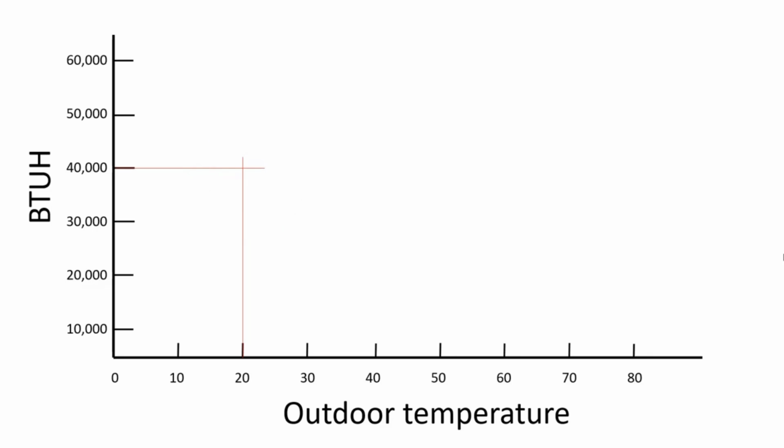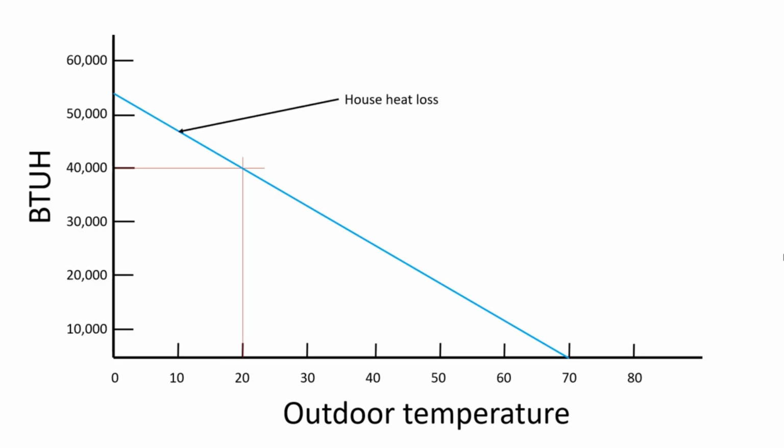So if it's 70 degrees inside and 70 degrees outside, there is no heat loss. So we're going to draw a line from 70 through our intersection point there at 40,000 BTUs and 20 degrees outside temperature and extend that all the way down to 0 degrees outside. So this house, if it were 0 degrees outside, would be losing approximately 54,000 BTUs per hour. But our design temperature is for 20 degrees outside temperature.